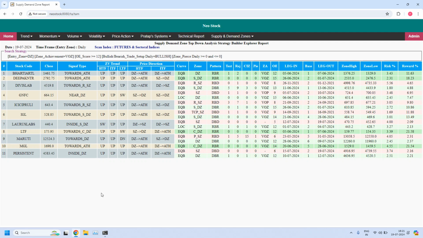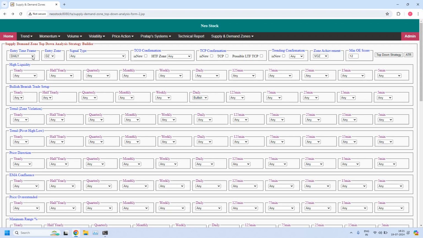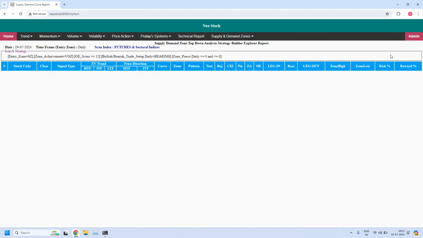Okay, the next one is a bearish trade setup for monthly income trade. For bearish trade setup, monthly income trade, entry time frame is daily, but entry zone should be supply zone. And also in bullish or bearish trade setup, daily time frame, we should change the value to bearish. And all the 3 filters what we said, they still remain applicable, but this time the filters are applied to daily supply zones. Now with these filters, let us generate the report.